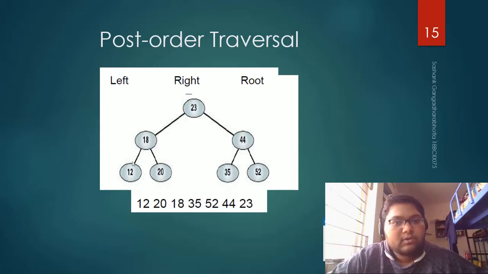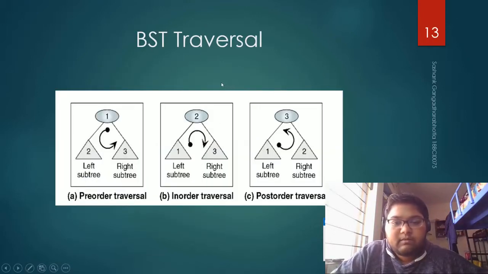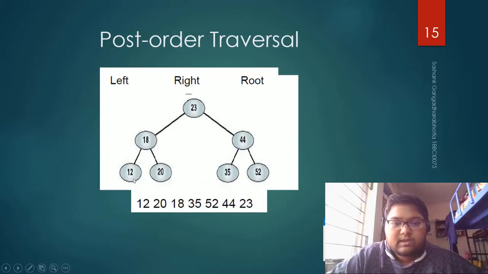Okay, now the post order traversal will start from 12, go to 20, then 18, then 35, 52, 44, 23. See, this may be a little confusing, but remember what I told you 2 months before. Remember, in the way we go in, we go from 1 to 3. Don't forget that. So we start from 12, go to 20, then to 18, then to 35, then to 52, then to 44, then last 23.